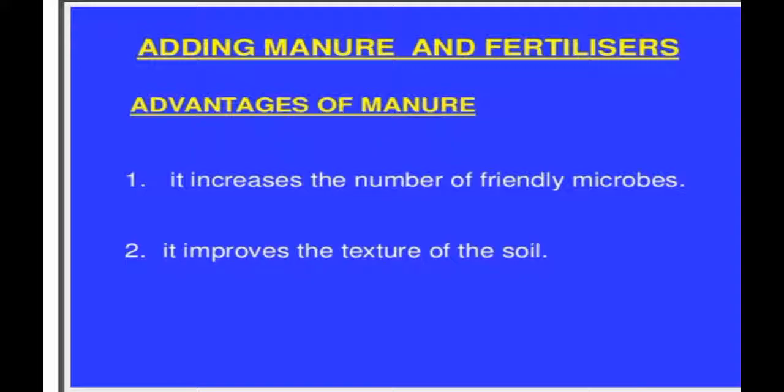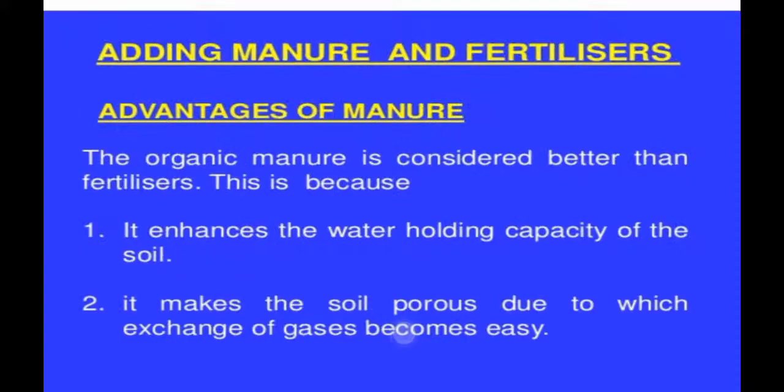Then the advantages of using manure. The first advantage of using manure is it increases the number of friendly microbes. As it is organic, whatever microbes are present in the soil, those microbes can increase, as well as it improves the texture of the soil. Using manure will be improving the texture of the soil for us. Then the organic manure is considered as better than fertilizers. Why is manure better than fertilizers?